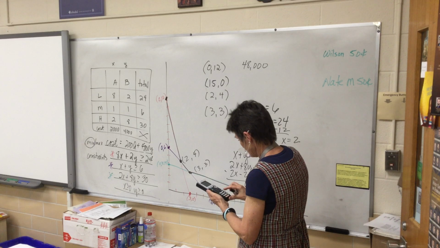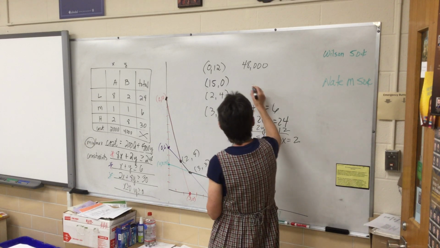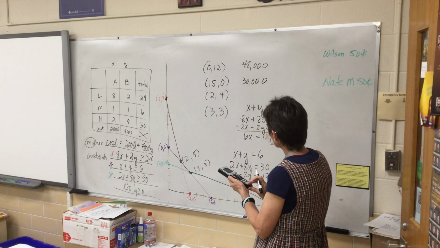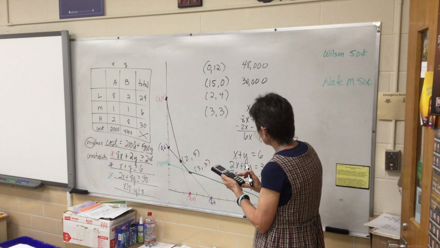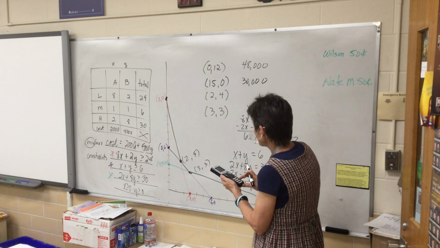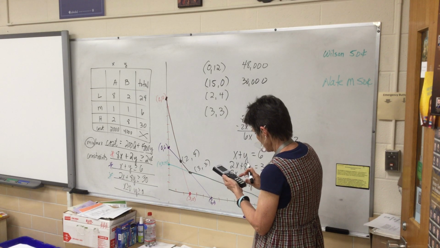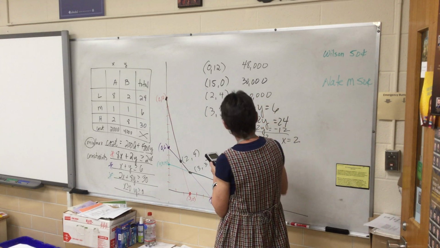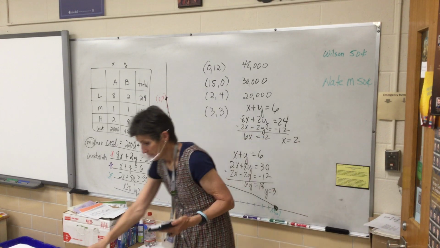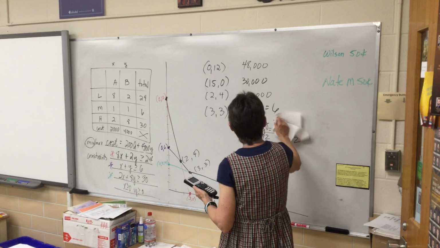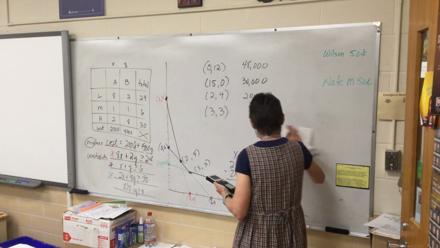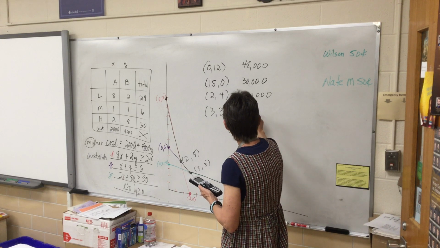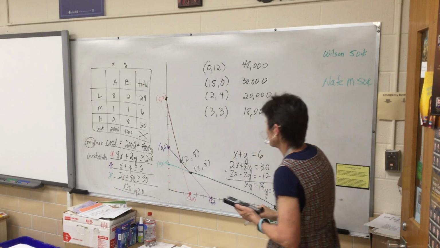$15 and 0 costs you $30,000. $2,000 times 2 plus 4,000 times 4 is $20,000. And then the last one, 3 and 3, would be $18,000, I think. I did that one in my head. That could have been a mistake.